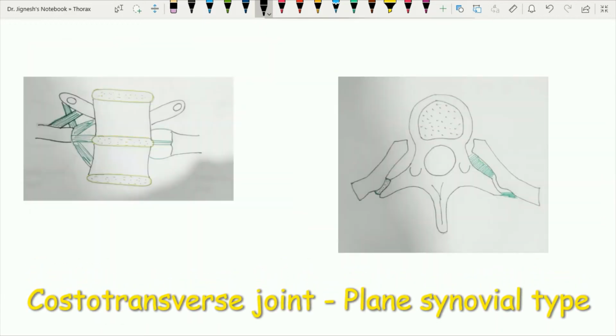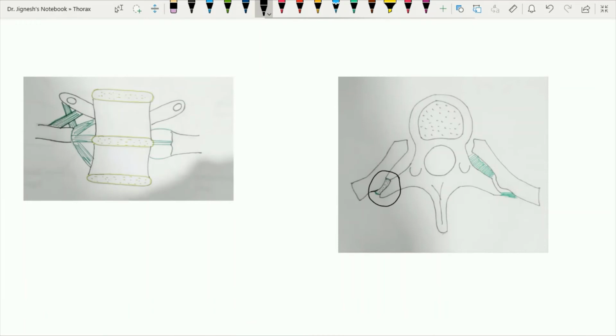One more important joint is also present between the rib and the corresponding numerical vertebra, with the transverse process of that vertebra and the tubercle of the rib, and this is the costotransverse joint. It lies between the tubercle of the rib, which is present on the posterior aspect just lateral to the neck of the rib, and the other articular surface, which is formed by the costal facet present on the transverse process of the corresponding numerical vertebra.